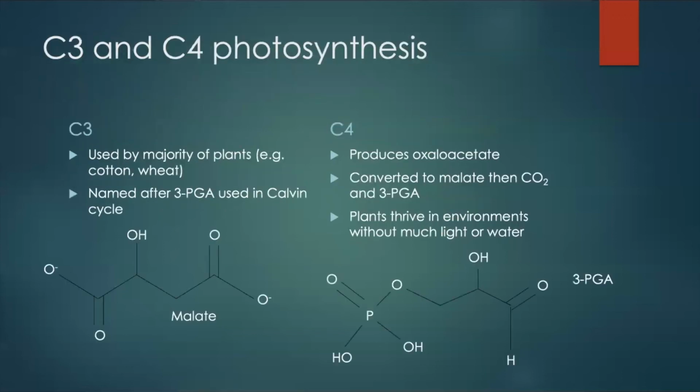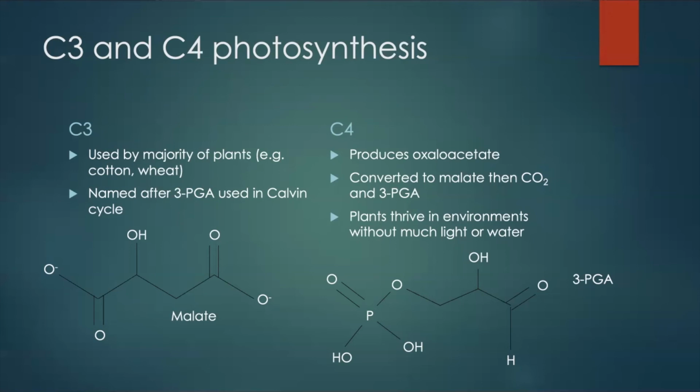Not all forms of photosynthesis are created equal. There are different types of photosynthesis, including C3 photosynthesis and C4 photosynthesis. C3 photosynthesis is used by the majority of the plants, so for example, wheat plants and cotton, and is named after the three-carbon compound called 3-phosphoglyceric acid, short 3-PGA, that is used during the Calvin cycle.